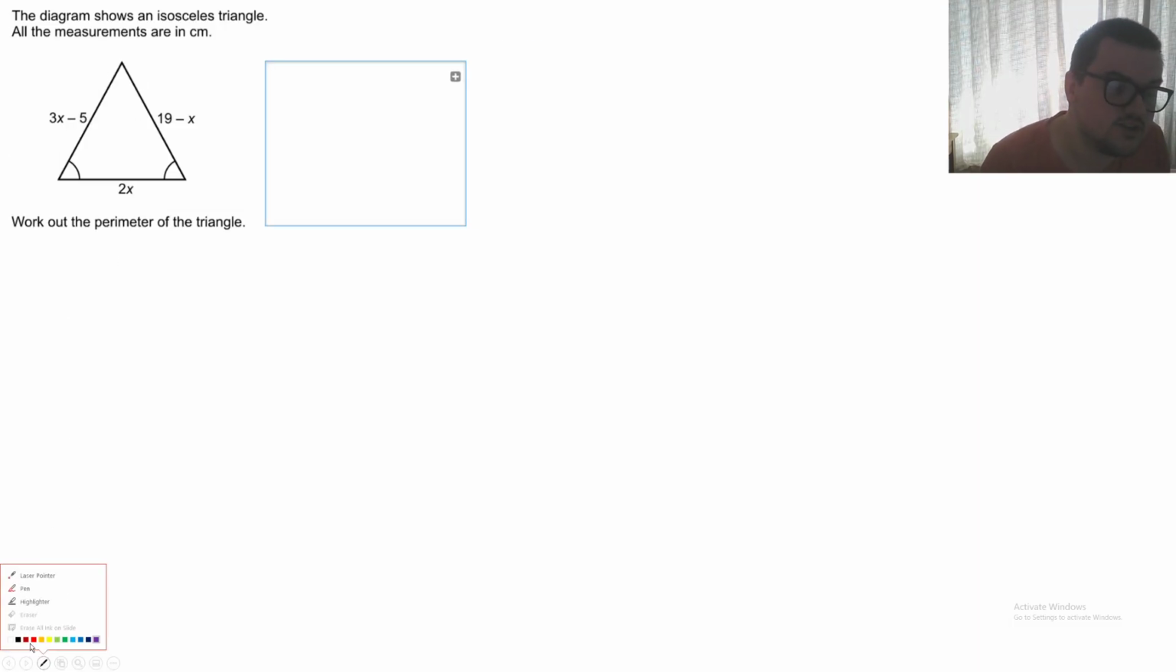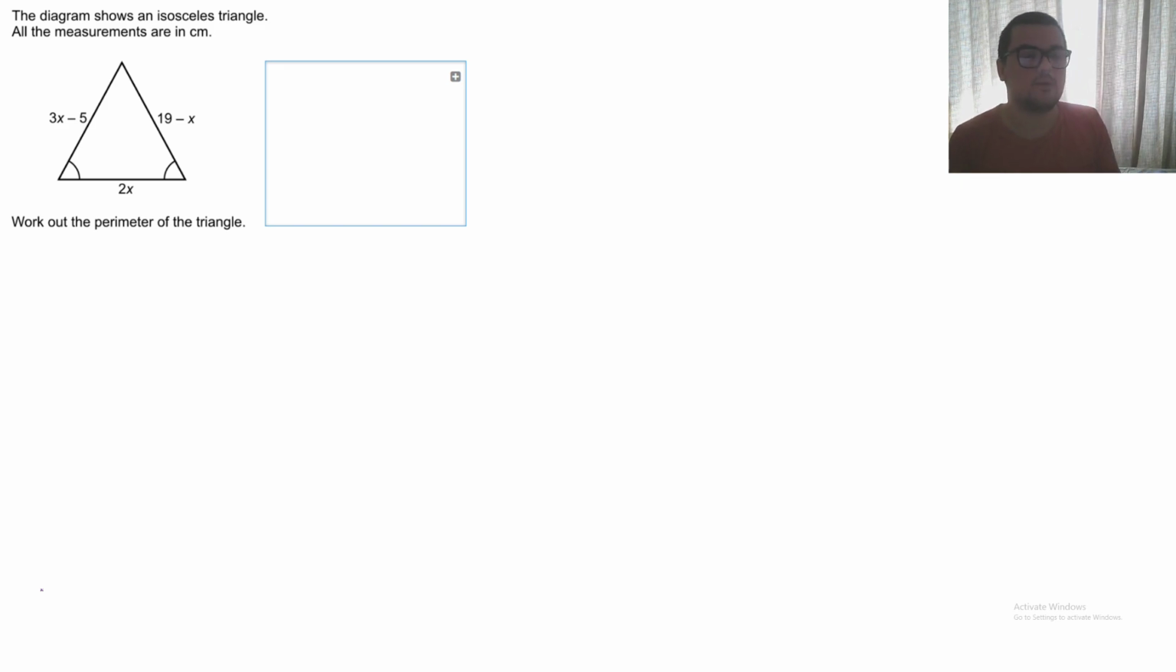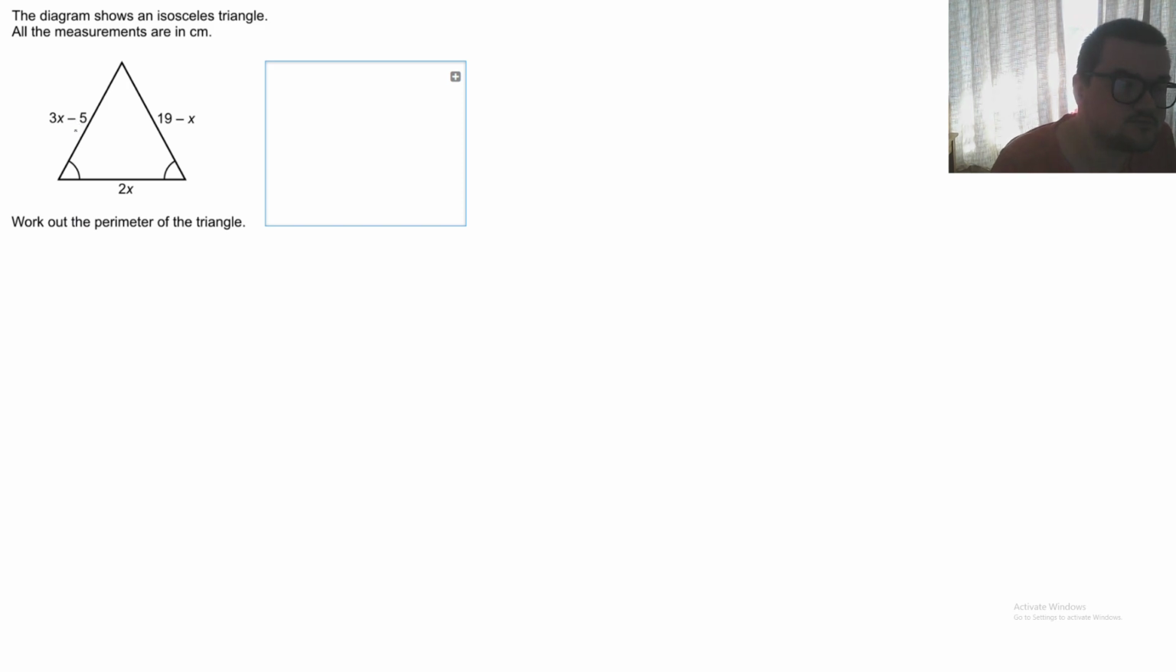This diagram shows an isosceles triangle. All the measurements are in centimeters. Work out the perimeter of the triangle. Now, it's worth noting that one of the rules of an isosceles triangle is that when you have these two angles that are the same, and it's made a point of identifying these angles, the lines that come off them, so this line here and this line here, are both the same. So the lengths that are given, we can equate them and solve for x.